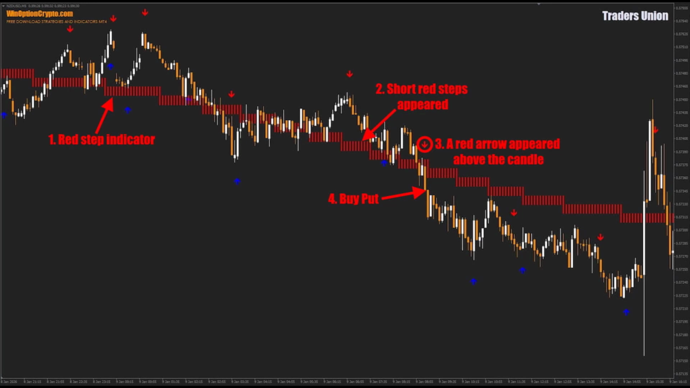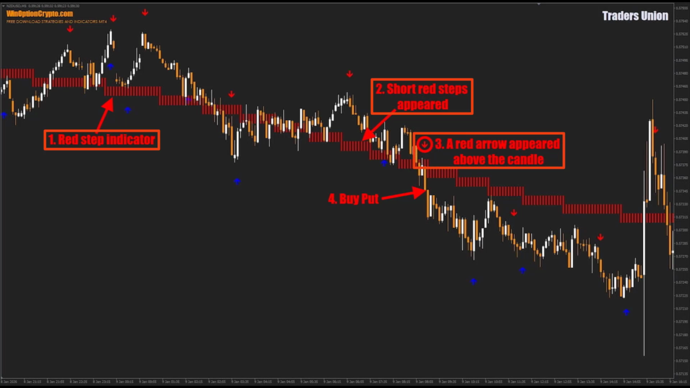To open put options. 1. Ensure there is a bearish trend. The stepped indicator is red. 2. Wait for short red steps to appear. The trend has gained the necessary speed. 3. Wait for a red arrow to appear above the candle. 4. At the opening of the next candle, open a put option.